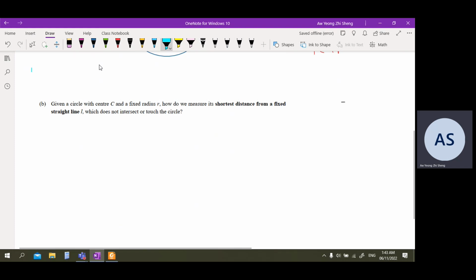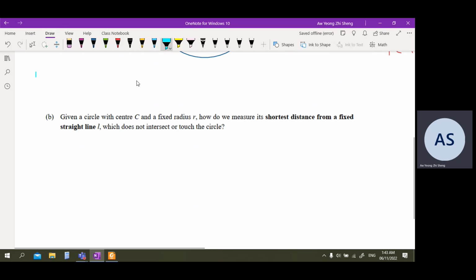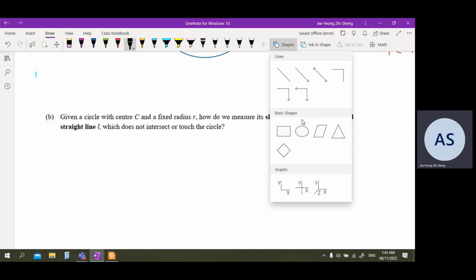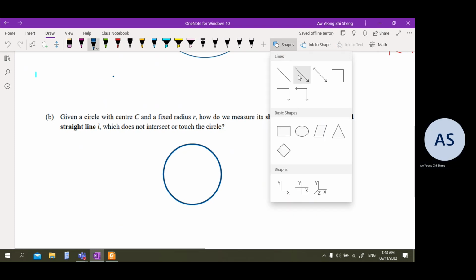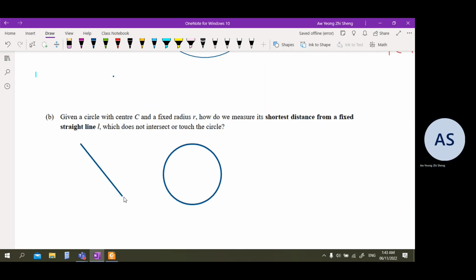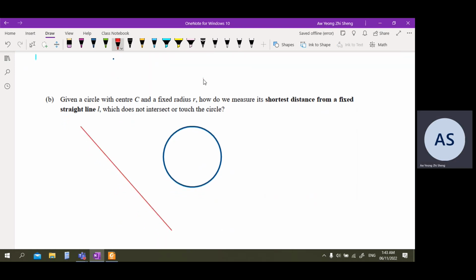Given a circle with center C and a fixed radius R, how do we measure its shortest distance from a fixed line L, which does not intersect or touch the circle? And so here again we have a circle, and this time we have an external line that doesn't intersect or touch the circle. You have line L, and this is the circle with center C.